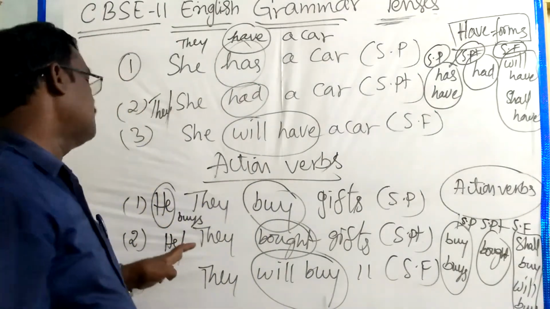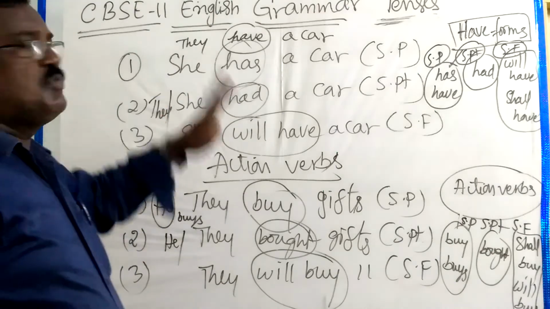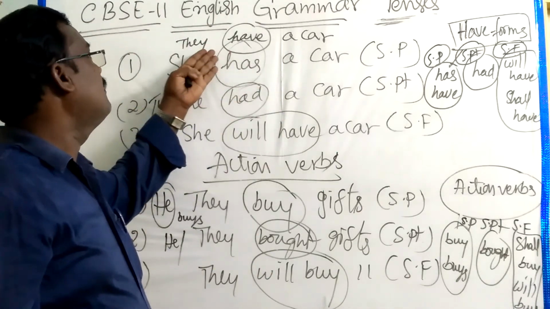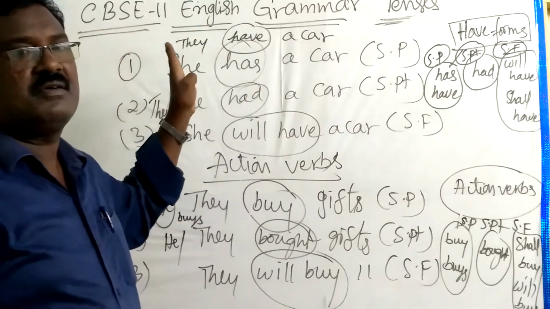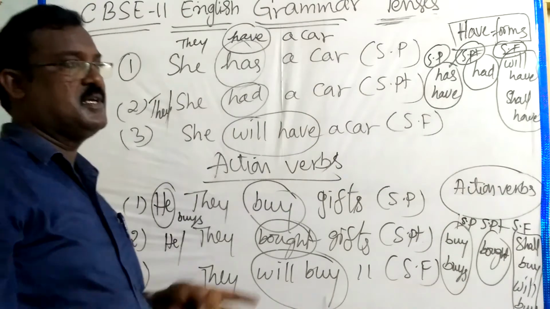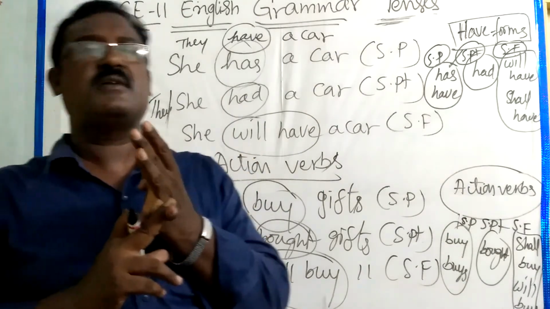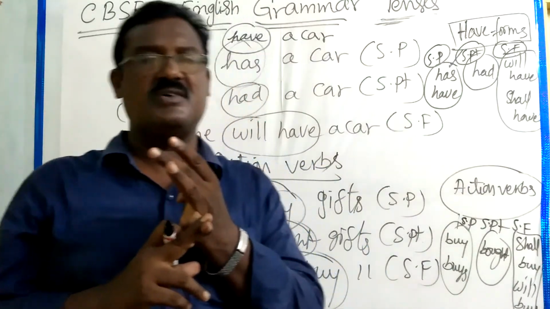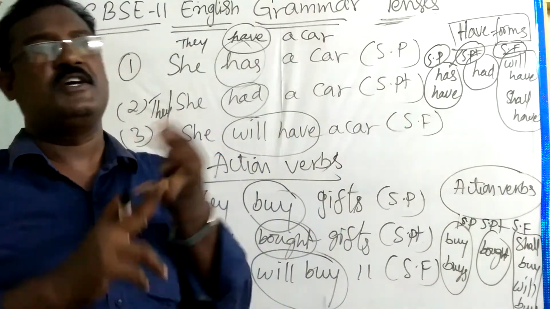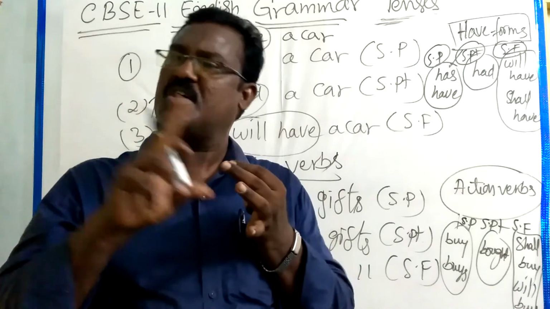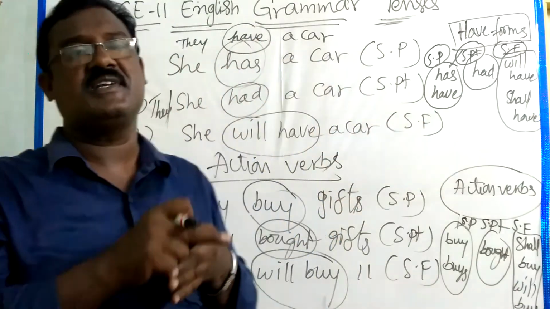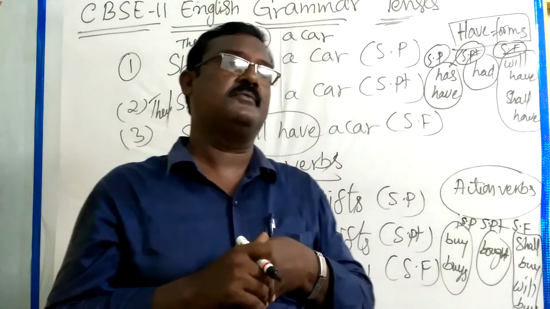Now come to the point. Now we are going to get the different sentences of simple present tense, simple past tense, simple future tense. For example, if we take be forms, have forms, action verbs, positive sense, negative sense. She is a dancer, positive sentence. She is not a dancer, negative sentence. Not is the negative.